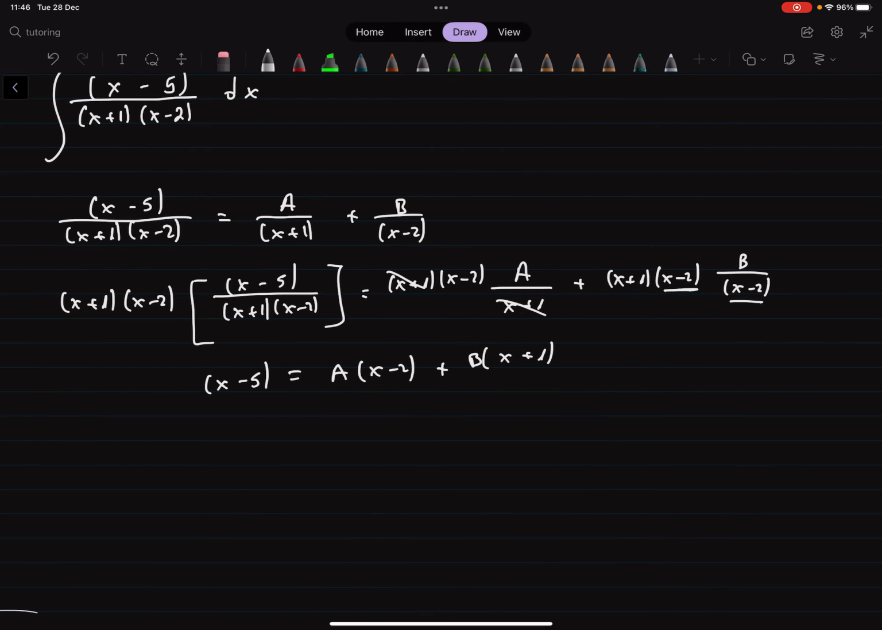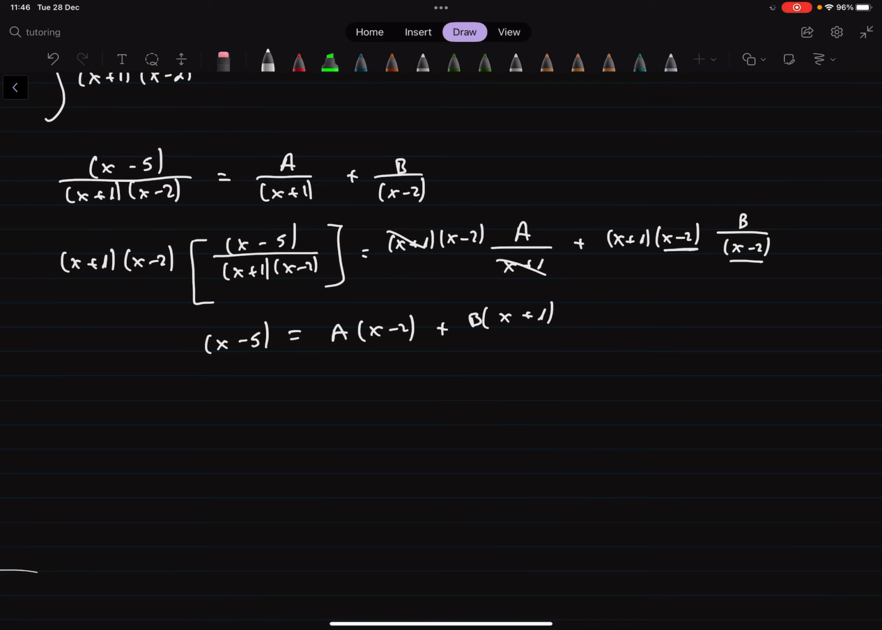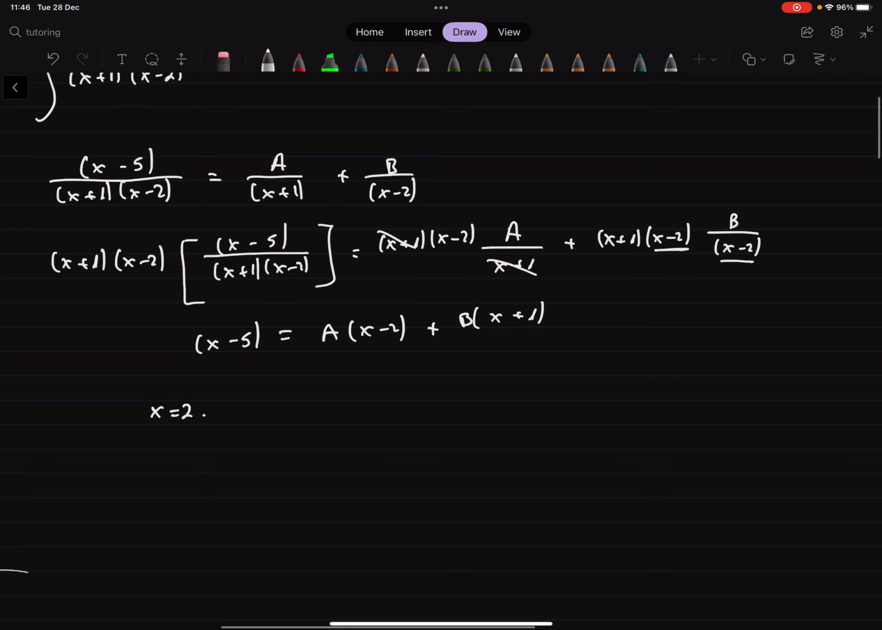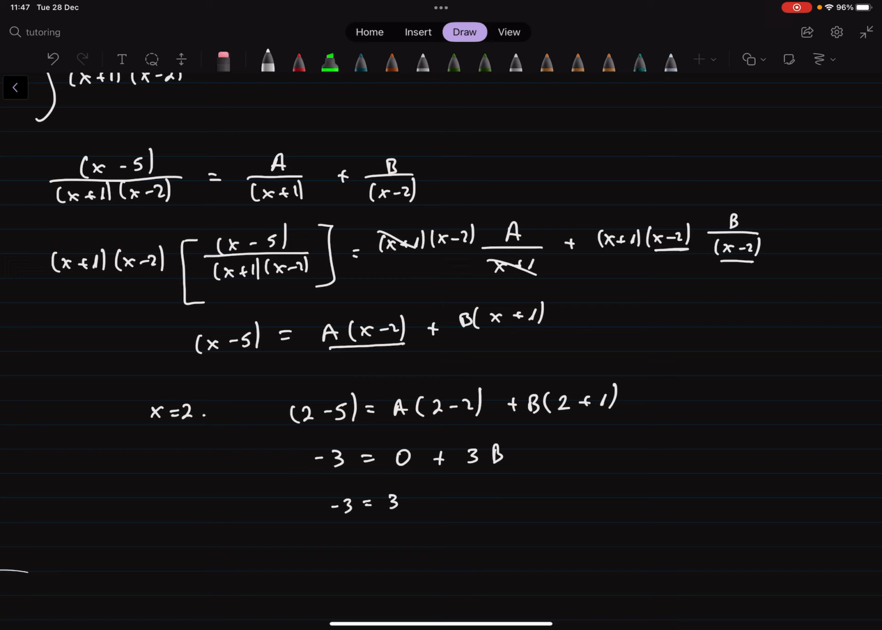Okay, so the next step is to find what a is and what b is. In order to find b, we have to set x equals 2. By doing this, a will become 0, and then we'll find what b is. So when x equals 2, we have 2 minus 5 equals a, 2 minus 2, plus b, 2 plus 1. So this is going to be minus 3 equals, 2 minus 2 is 0, a times 0 is just 0, plus 2 plus 1 is 3, plus 3b. So we have minus 3 equals 3b, and then b is equal to minus 1.